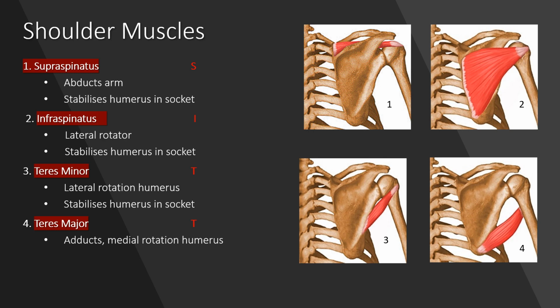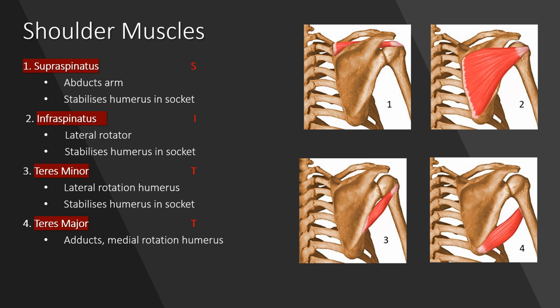So because of that, if you think that that's the insertion and the origin of the infraspinatus is the medial border of the scapula, then when that muscle shortens, the humerus is going to go backwards and turn. So if I rotate my arm backwards, outwards, and away from the body, that's a lateral rotation. So the infraspinatus is a lateral rotator, but it also stabilizes the humerus in the socket, otherwise it would fall out.